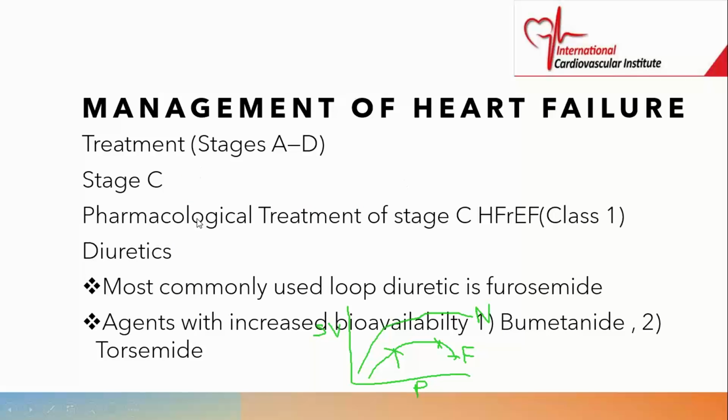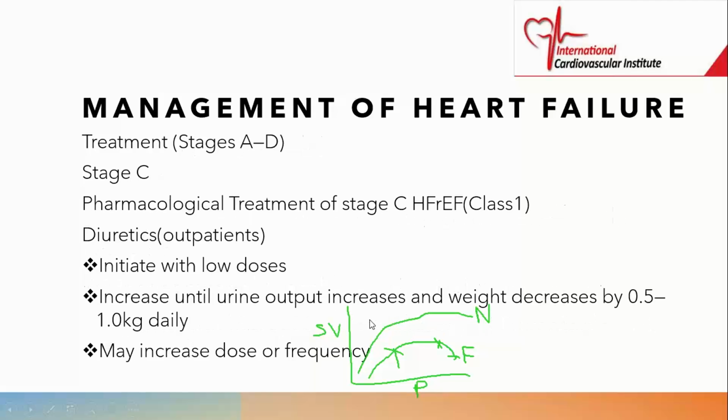So one of the most common loop diuretics that we use is furosemide. Furosemide is the go-to medicine, and it's fairly effective. It's relatively cheap, so we use it. But if the gut is congested and you're not getting the desired effects that you used to get, you can switch over to bumetanide and torsemide because these agents have increased bioavailability.